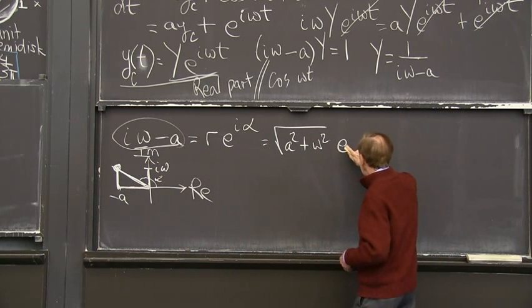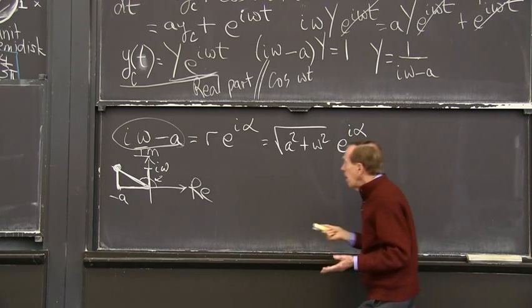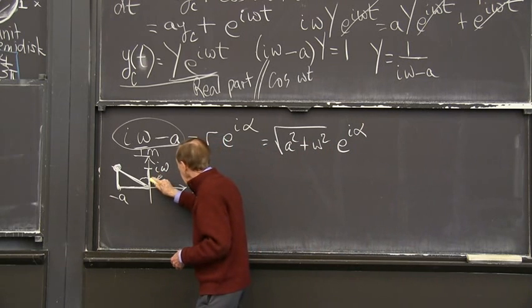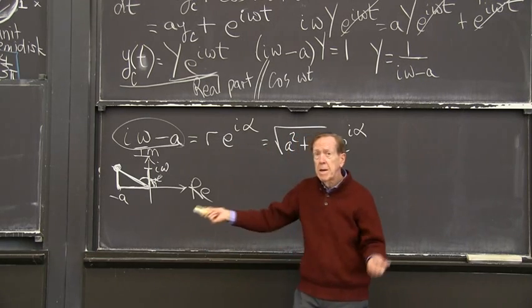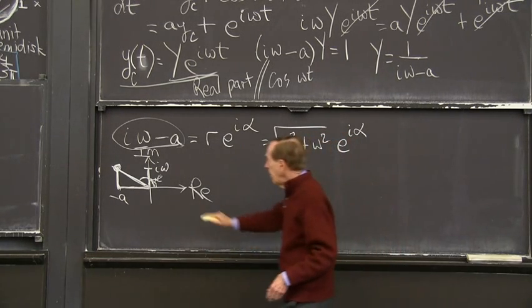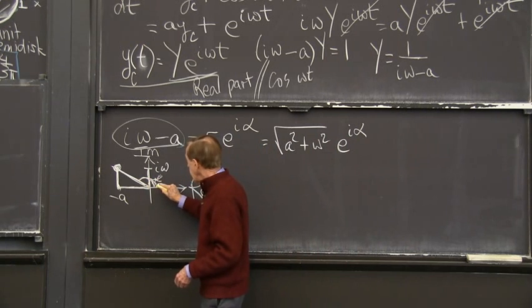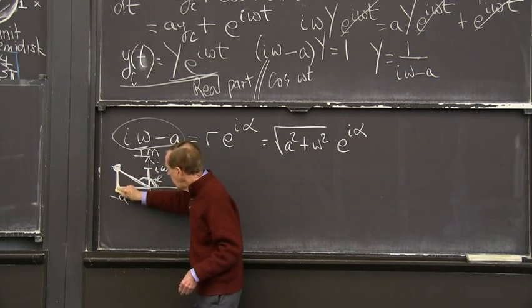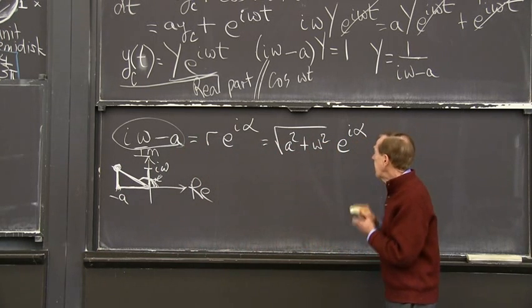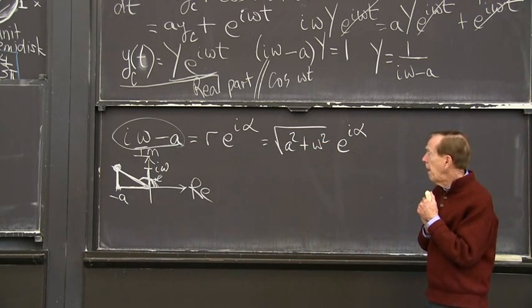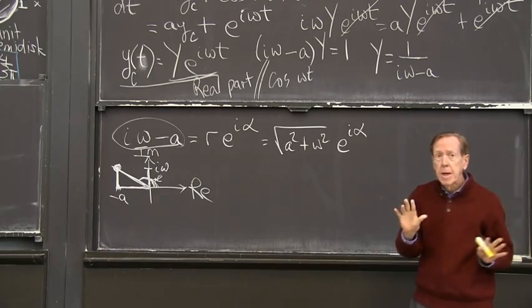Now, what about e to the I alpha? What's the angle? The best I can say is I know what that angle is. I can only tell you its tangent, but let me just leave it as alpha. Alpha is the angle. The tangent of this angle will be that number over that number. I'll leave it that way. Okay, so that's a key step.